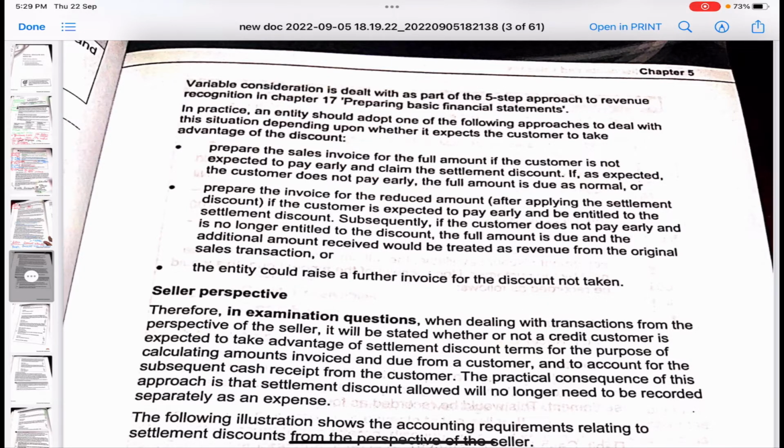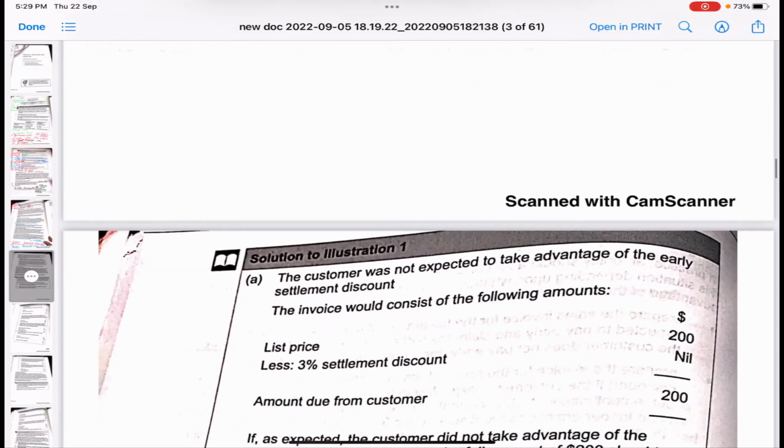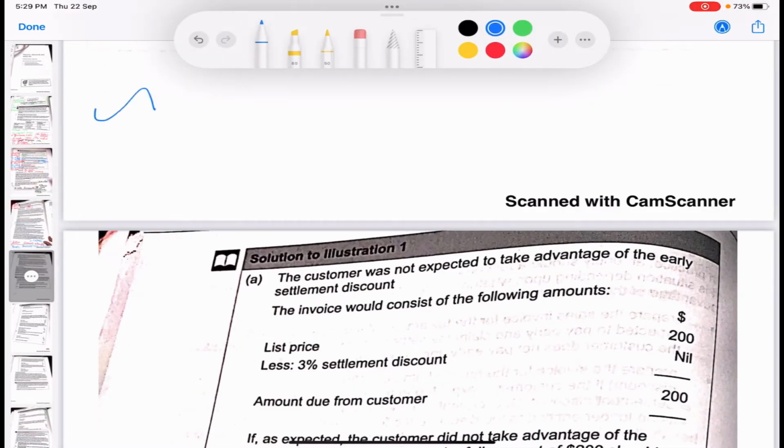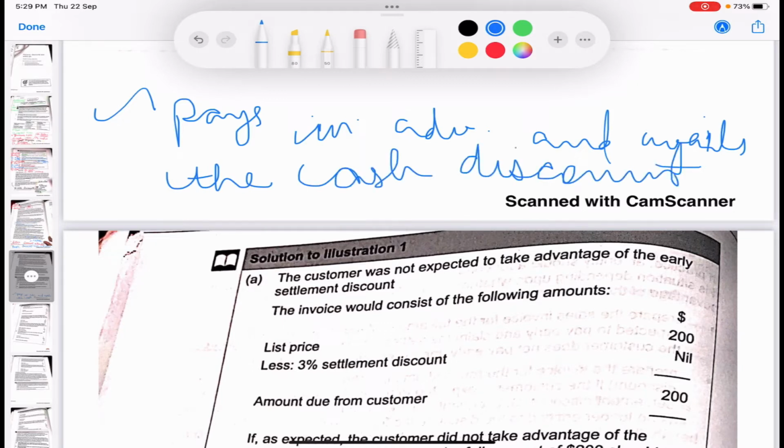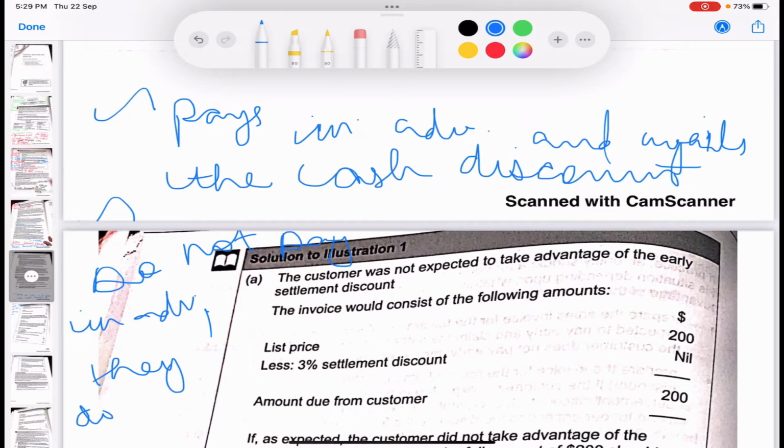So, we know that there are two types of situations. One is wherein the person pays in advance and avails the cash discount, and the other situation is when they do not pay in advance and they do not avail the discount.